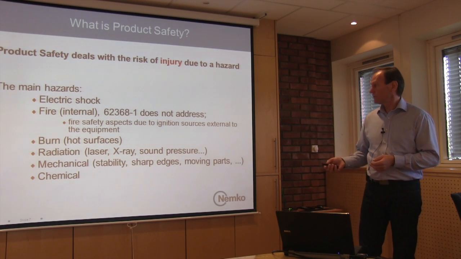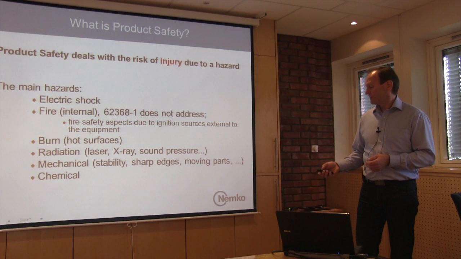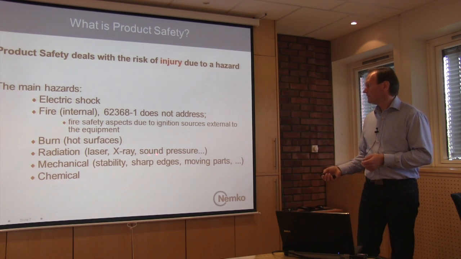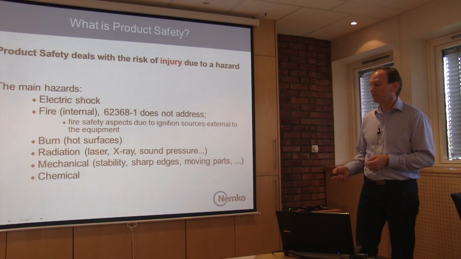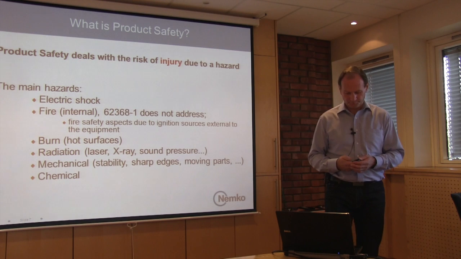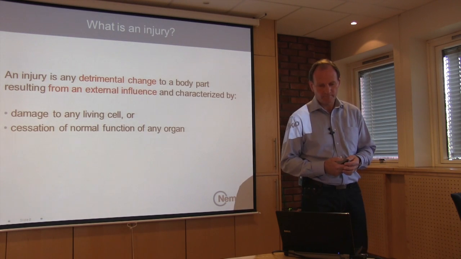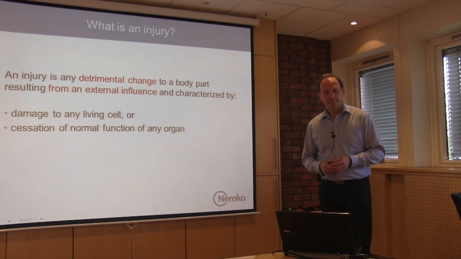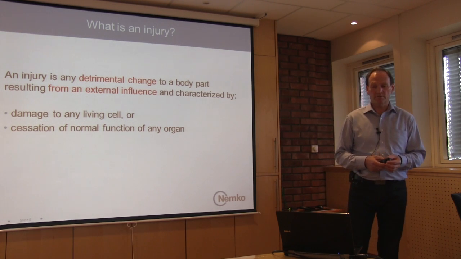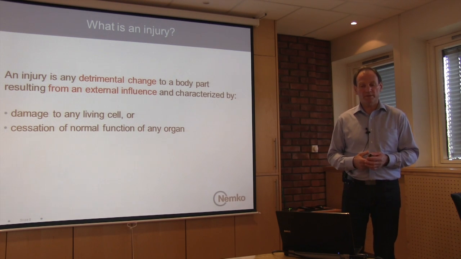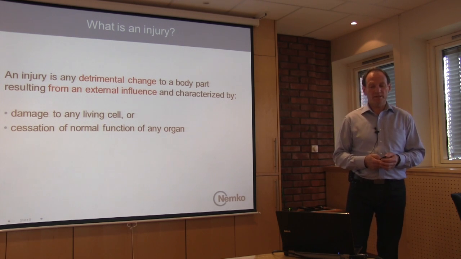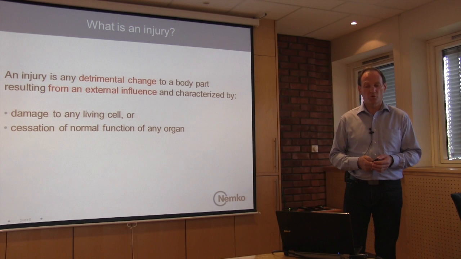And burn, hot surfaces, radiation, sound pressure, laser, X-ray, mechanical stability, sharp edges, moving parts, etc., and the chemical hazards. So what's an injury? An injury is a detrimental change to a body part resulting from an external influence and characterized by damage to any living cell or cessation of normal function of any organ.